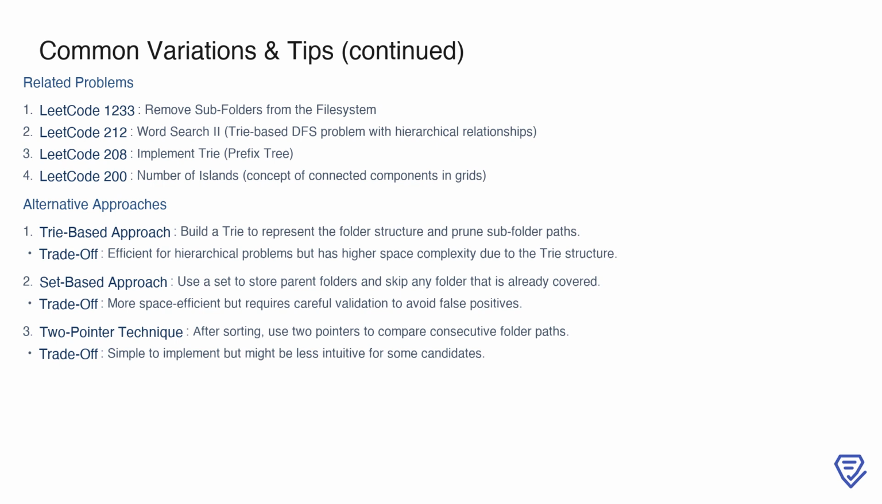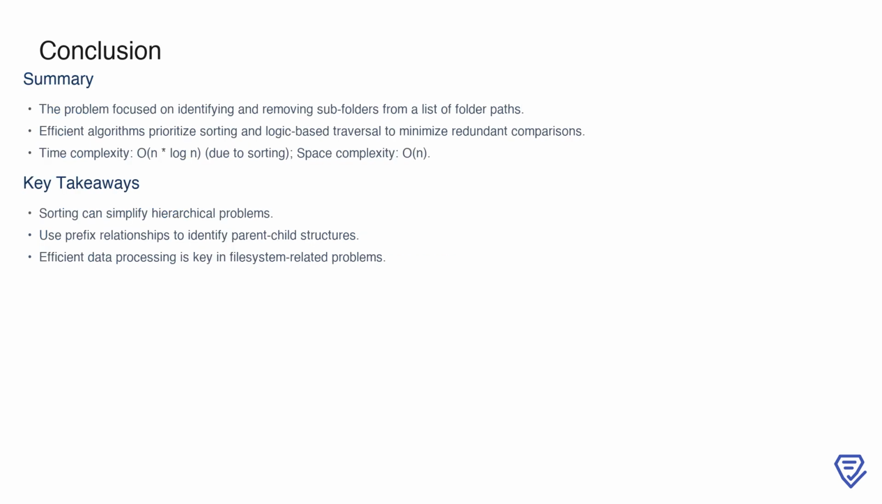Lastly, the two-pointer technique can be applied after sorting the folder paths. This method compares consecutive paths to determine relationships. It's straightforward to implement, but some candidates may find it less intuitive. Each of these approaches has its trade-offs, so it's important to choose one that balances simplicity, efficiency, and clarity for the given problem requirements. Great job!